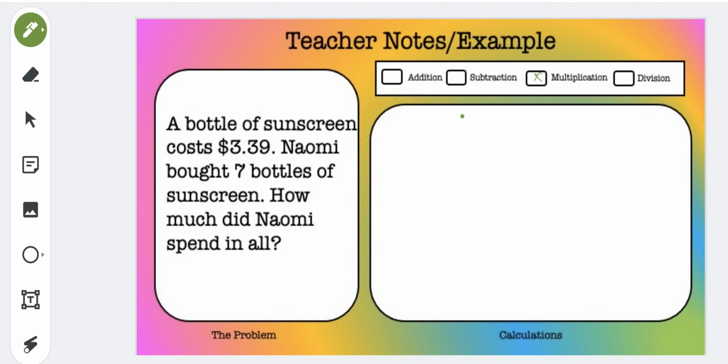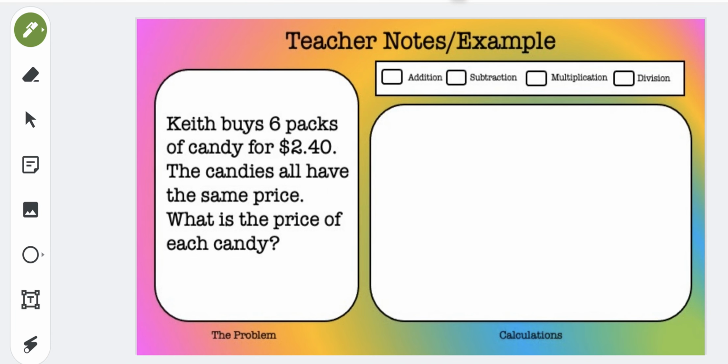So we need to multiply $3.39 by 7. All right. So 7 times 9 is 63. Carry the 6. And then 7 times 3 is 21. Plus 6 more is 27. Then carry the 2. And then 7 times 3 is 21. And then 21 plus 2 is 23. So Naomi spent $23.73 on the sunscreen. All right, one more problem.